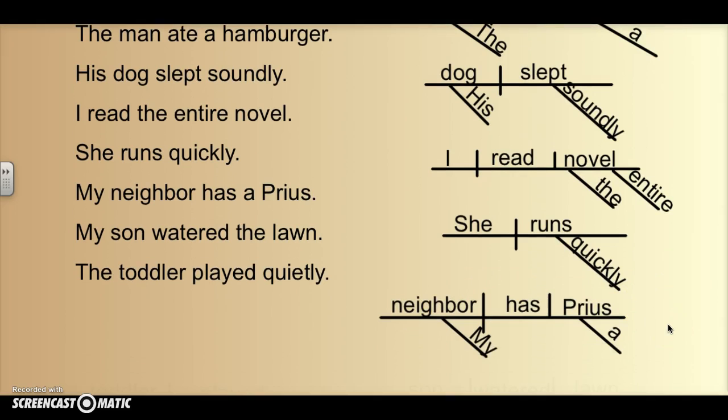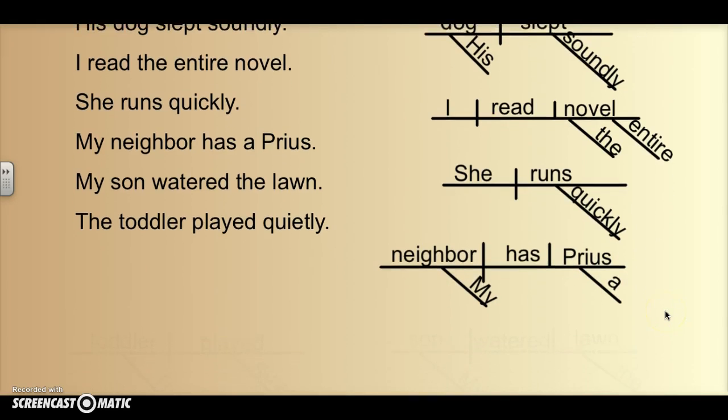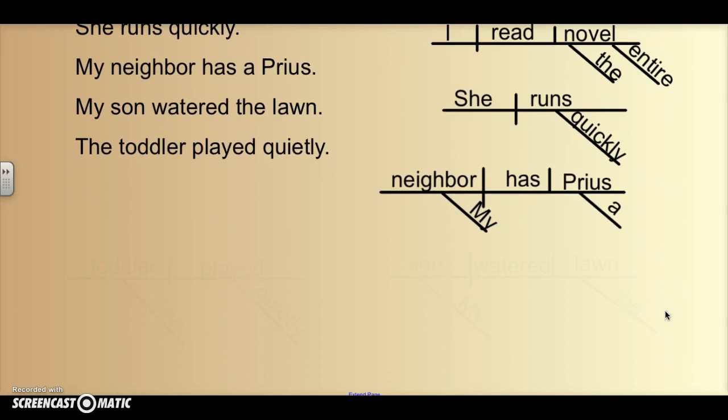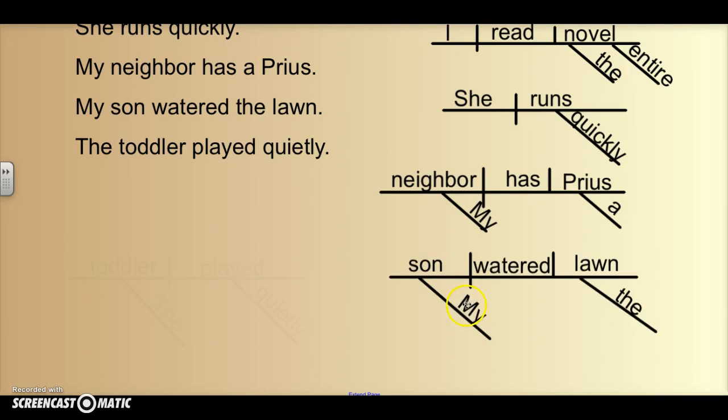My neighbor has a Prius. My, again, first word is capitalized. Neighbor is your subject. Has, transitive verb. Prius, direct object. A is the article modifying it. My son watered the lawn. My modifies son, capitalized. Watered is a transitive verb because it is being done to lawn. Which lawn? Article, the lawn.